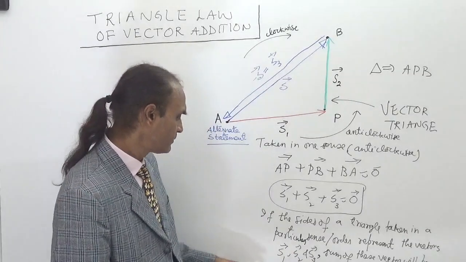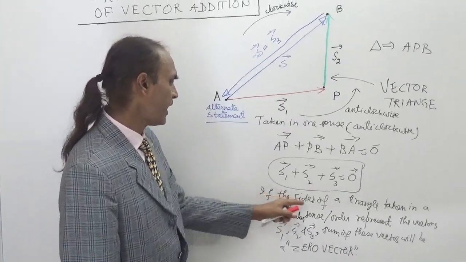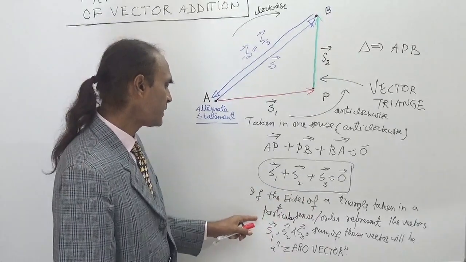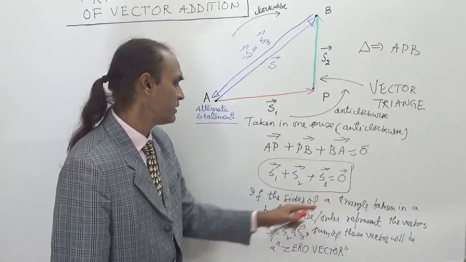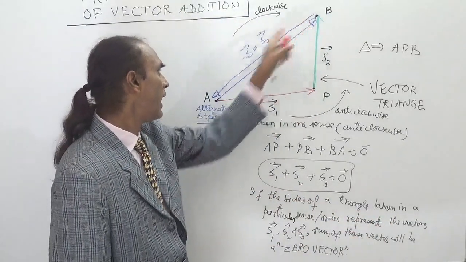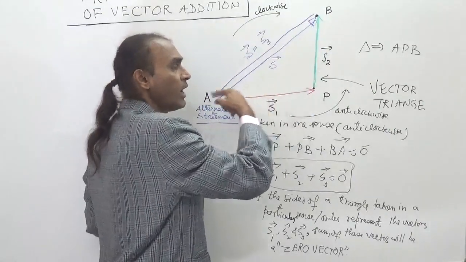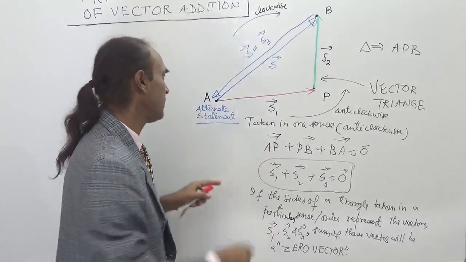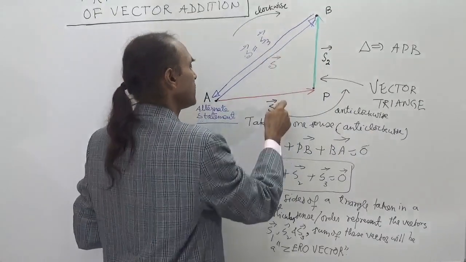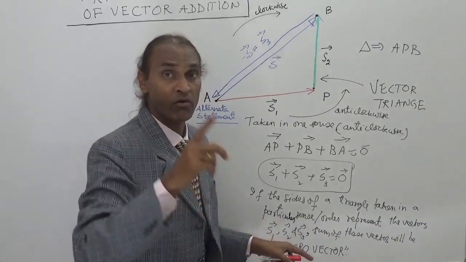You can see here the alternate statement. If the sides of a triangle taken in a particular sense or particular order represent the vectors S1, S2 and S3. We have taken the vectors in which sense, which order? Anti-clockwise order. Then the resultant of these three, or the net effect of these three vectors, S1 plus S2 plus S3, will be equal to zero vector.